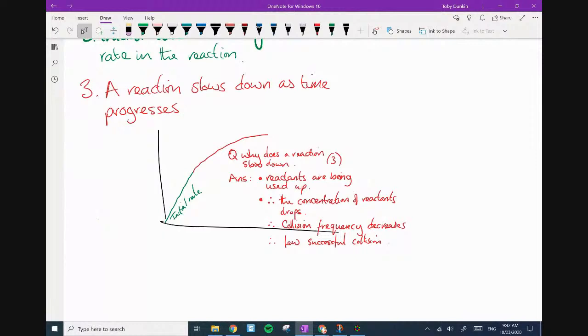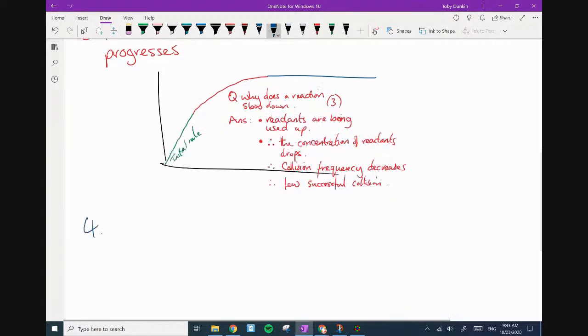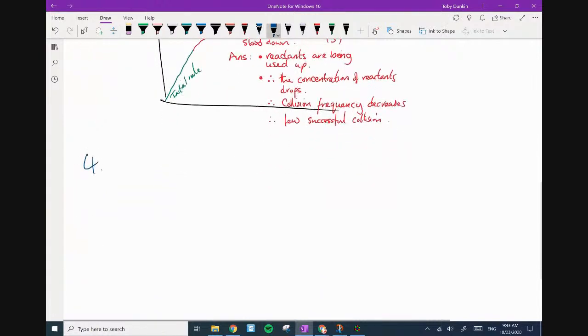So section A, initial rate, highest rate. Section B, section red, slowing down. And then there is one final section. I'm just going to make that pen a bit thicker. Section C. And this is where the reaction has stopped. So stage number 3. So fact number 4, the reaction stops. So the question is, why does it stop?